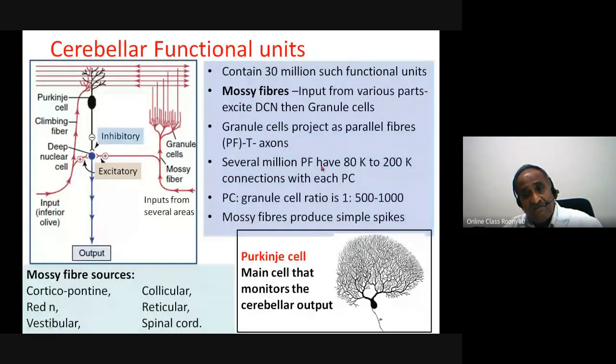Several million parallel fibers have 80K or 200K connections with each Purkinje cell. Can you imagine that? Several million parallel fibers are there, and they have nearly 80,000 to 200,000 connections. That is why I'm just trying to post this particular Purkinje image.